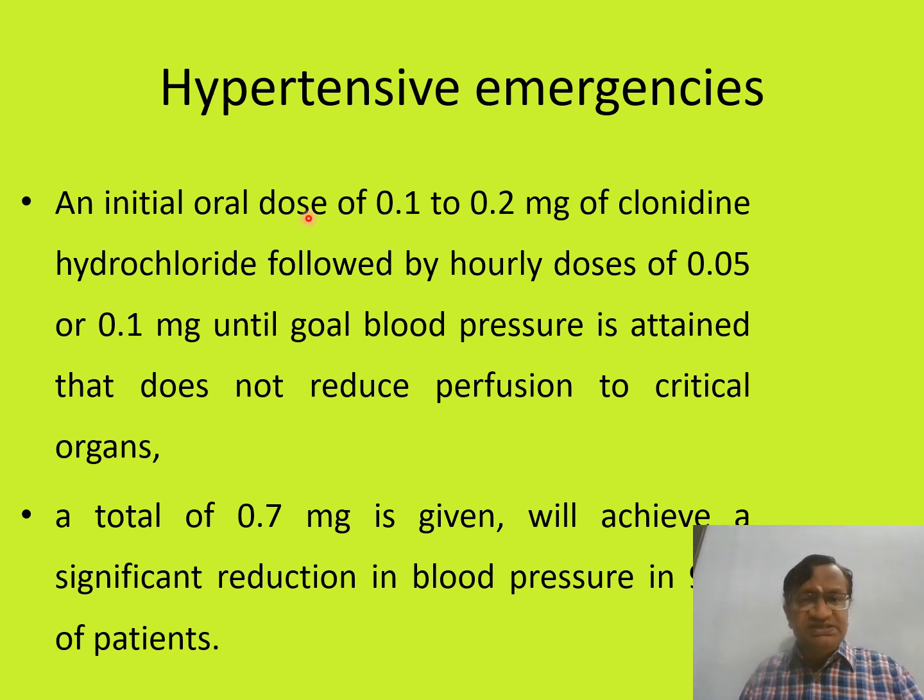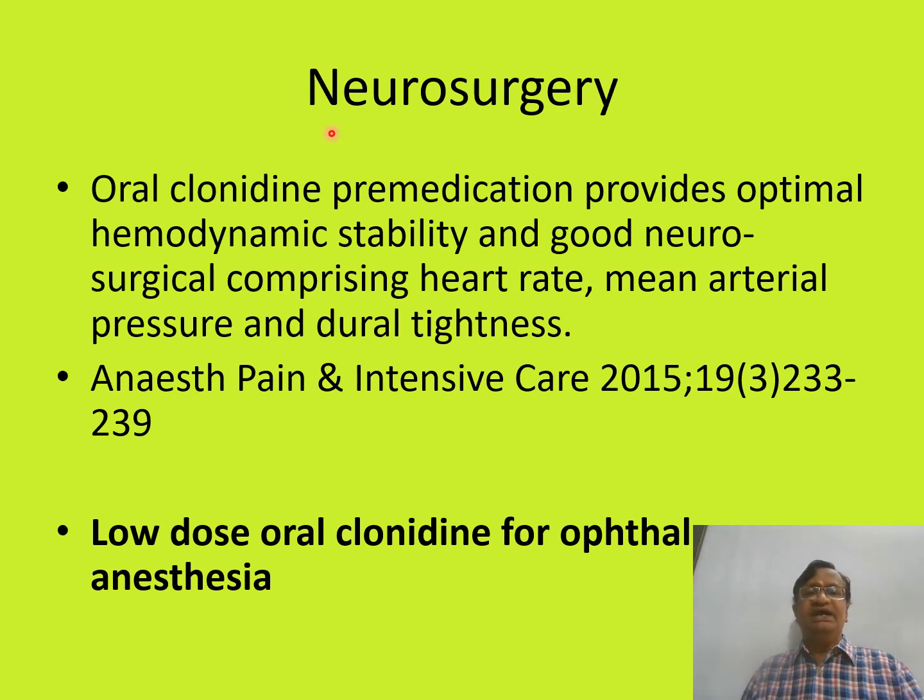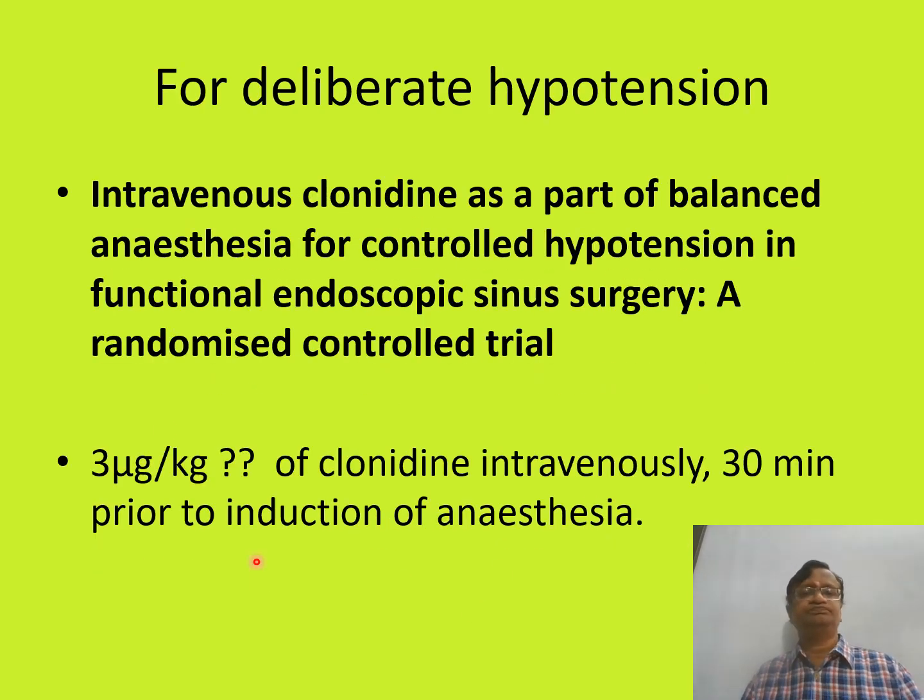In hypertensive emergencies, an initial oral dose of clonidine is followed by hourly doses. See here, the oral dose in hypertensive emergency, clonidine hydrochloride. In neurosurgery, it produces optimal hemodynamic stability, good heart rate, MAP, and ideal dural tightness. We can use oral clonidine for ophthalmic anesthesia. Intravenous clonidine can be used as part of balanced anesthesia for controlled hypotension in FESS. What they have used is up to 3 mics per kg, 30 minutes prior to induction of anesthesia.